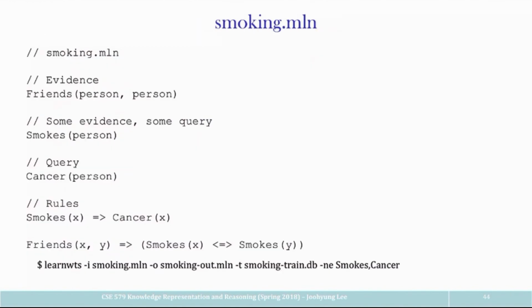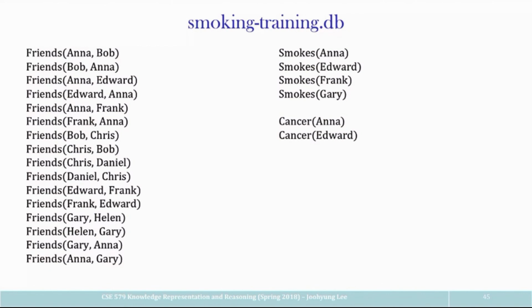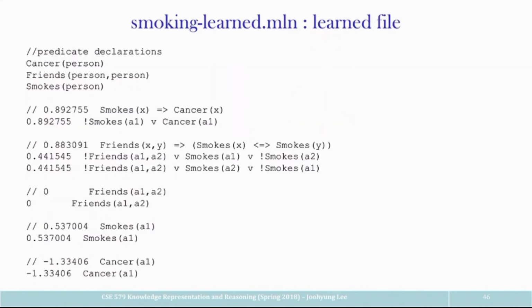For the smoking example, we already talked about this, but this time we don't give the weight here, and we use the same mechanism to do that. Here we give the training data, and this is a small training data: friends, smokes and cancer relations. If you do that, the final outcome will be these things. So it will learn this weight.